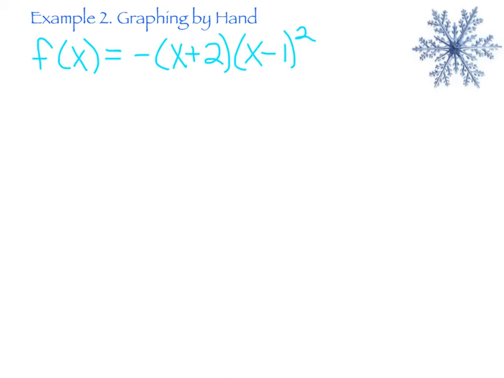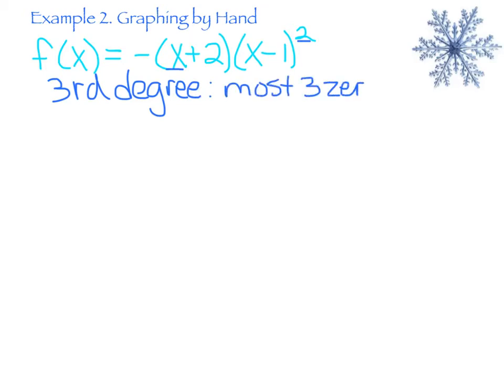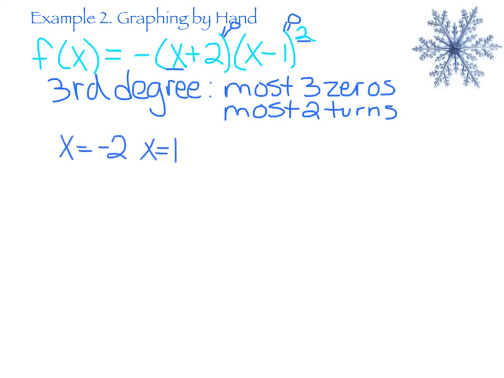We have to think about what do we know about this. We know that there is 1 and then 2, 3 x's. So this is a third degree. So it's going to have at most 3 zeros and at most 2 turns. Because this is already factored, we can figure out what the zeros are very quickly. We're going to set each factor equal to 0. And we get x equals -2 and x equals 1. With a multiplicity of 2 there, so we know this is going to be a bounce.